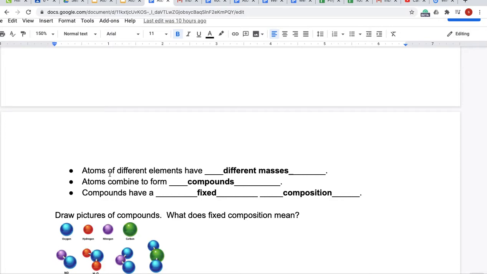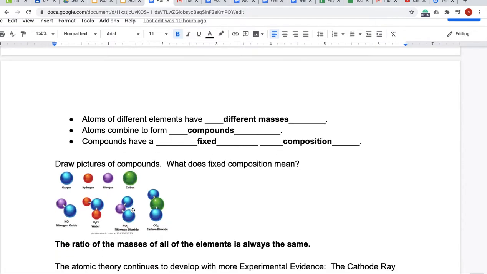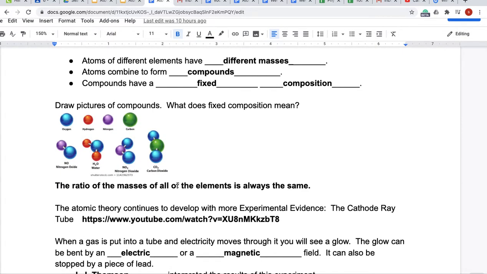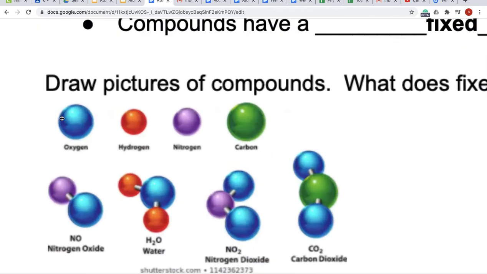He also found that atoms combine to form compounds, and the compounds have a fixed composition. That means that the ratio of the masses of all of the elements is always the same. So for instance, looking at these atoms here, oxygen, hydrogen, nitrogen, carbon, they all make up compounds in various ways. Here's one compound of nitrogen oxide. It's one nitrogen and one oxygen.